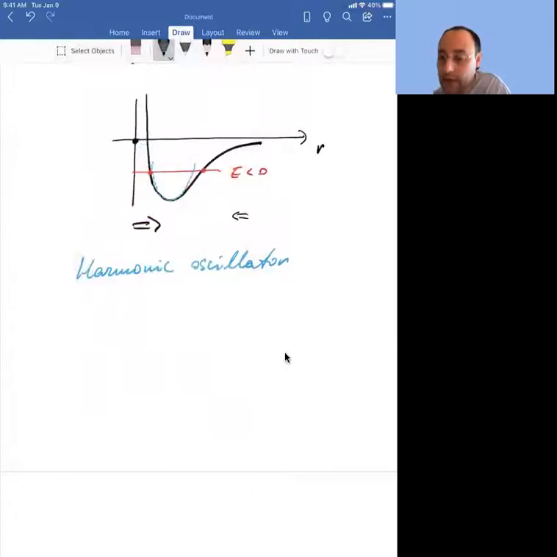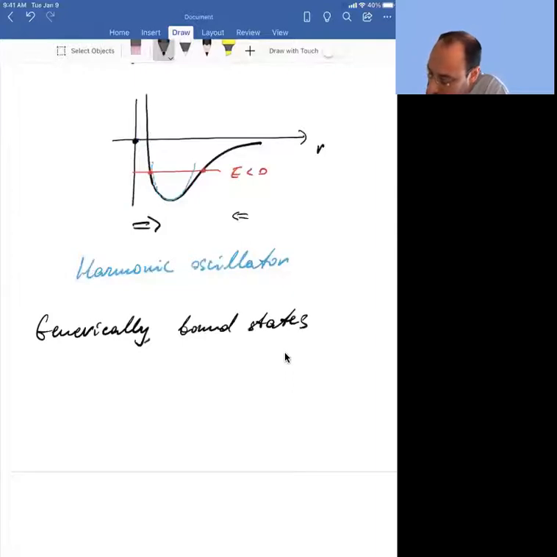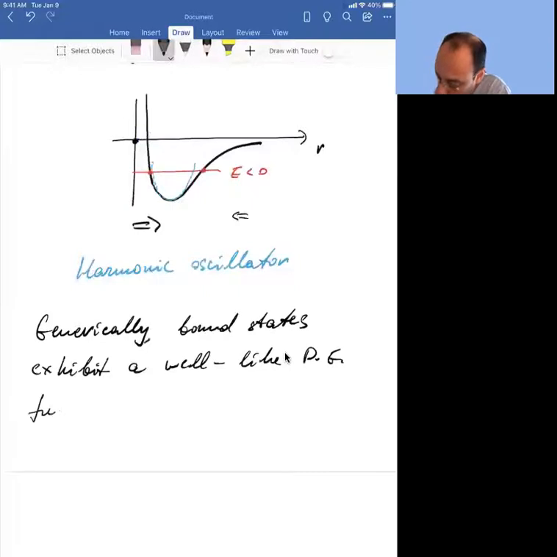Given that this is a generic situation for bound states, generically, bound states exhibit a well-like potential energy function.